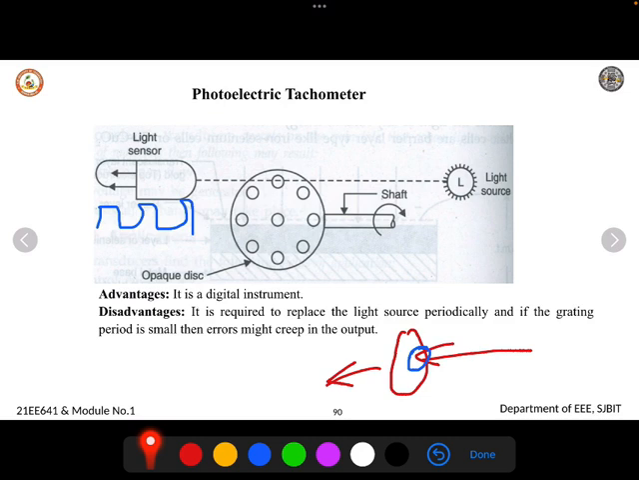Coming to the advantage, it is a digital instrument. Coming to the disadvantages, the light source needs to be replaced periodically. Also, if the gating period is small, then error might creep into the output. The gating signal, the pulses which are coming, are very small, which may lead to error in the output. So this is regarding the photoelectric tachometer.